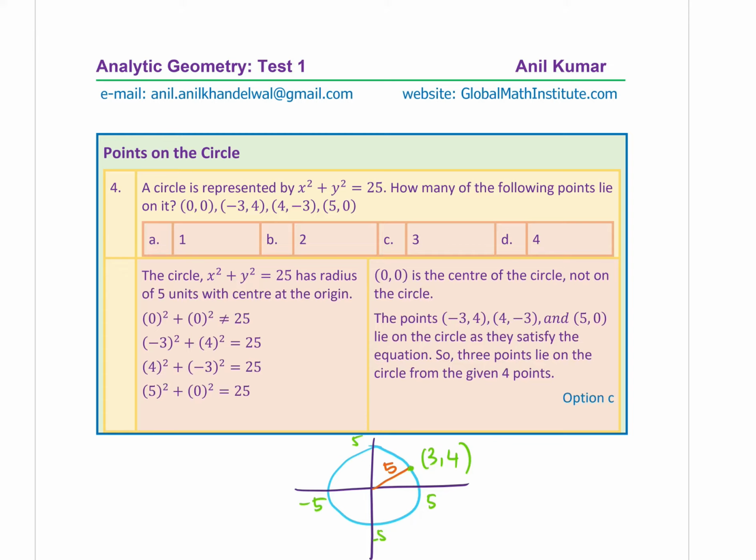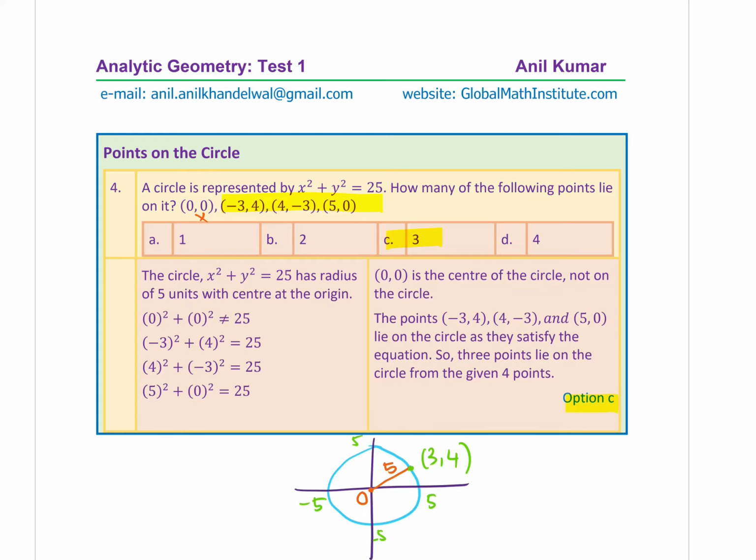We know that the center is at the origin, correct? The center O is at the origin. So definitely that is not the point which is on the circle. The other 3 points given here are on the circle, and therefore the choice C is the right option.